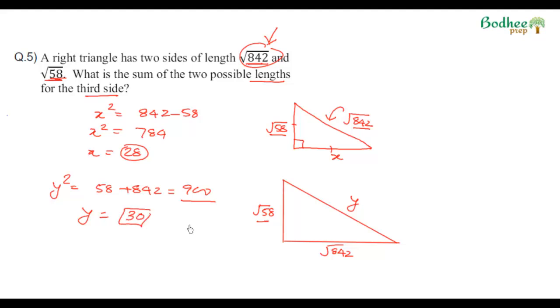So there are two possibilities, either 28 or 30. You have to get the sum of these two possibilities. Clearly 28 plus 30 will give us 58. So 58 is the answer for this question. Very simple question. Anyone who has just started geometry can also solve this.